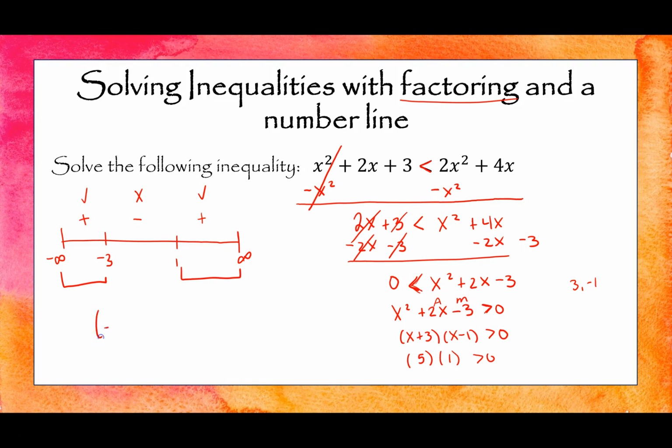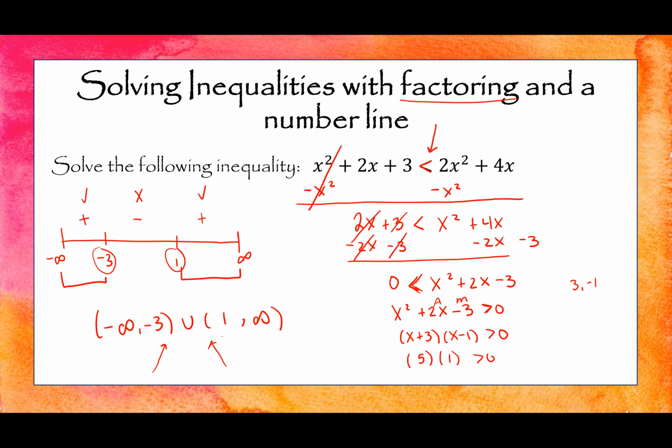So our answer is going to be from negative infinity to minus 3, union 1 to infinity. And it's a really important point that this is a less than symbol, so our values of minus 3 and 1 actually give us exactly 0, so these would not be part of the solution.